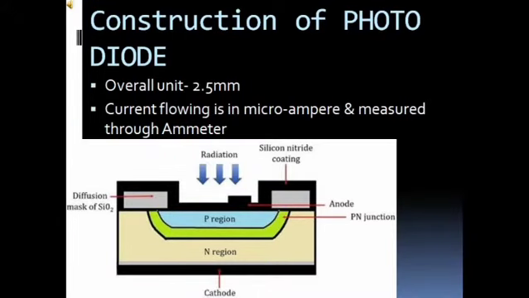Now let's talk about the construction of a photodiode. It's a PN junction device which is placed inside a glass material. Why is it placed there? This is done in order to allow light energy to pass through it. As only the junction is exposed to the radiation, the other end of the glass material is painted black or is metallized. Its overall unit is very small in dimension, nearly about 2.5 millimeters.